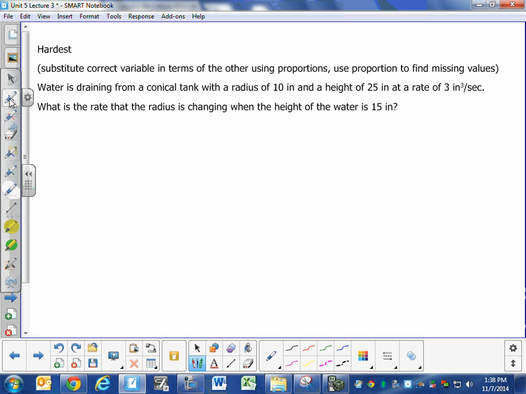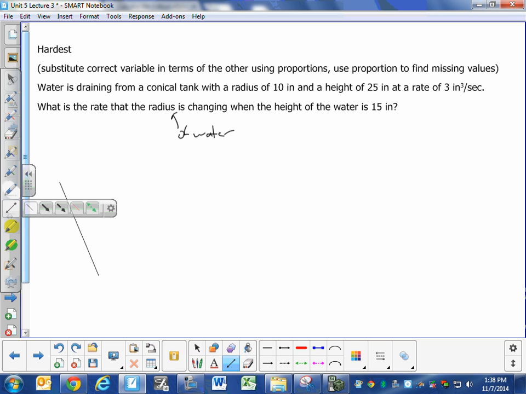We got water draining from a conical tank with a radius of 10 inches and a height of 25 inches at a rate of 3 cubic inches per second. What is the rate that the radius is changing when the height of the water is 15 inches? So I believe it wants to say what is the rate that the radius of the water is changing when the height of the water is 15 inches. That's very important to know. So let's draw our situation.